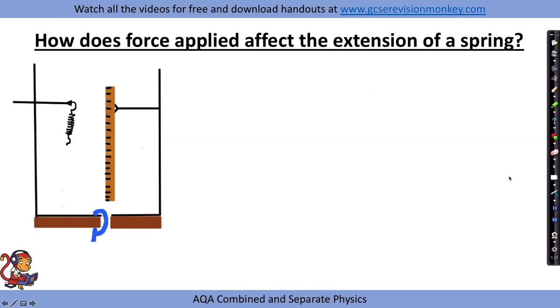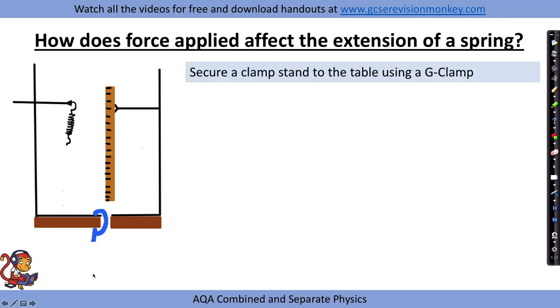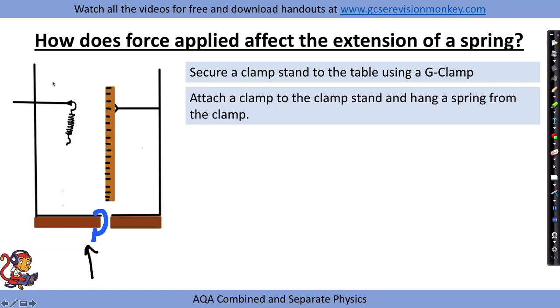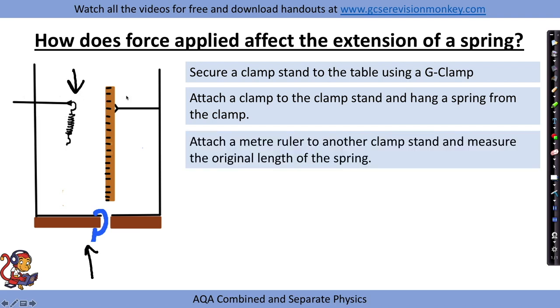In this practical, you're going to see how the force applied to a spring affects the extension of a spring. First of all, you need to secure a clamp stand to the table using a G-clamp. This is because you're going to put lots of weights on the bottom of the spring and you don't want it to topple over. You then attach a clamp to the clamp stand and hang a spring from the clamp, like so, and attach a meter ruler to another clamp stand and measure the original length of the spring.